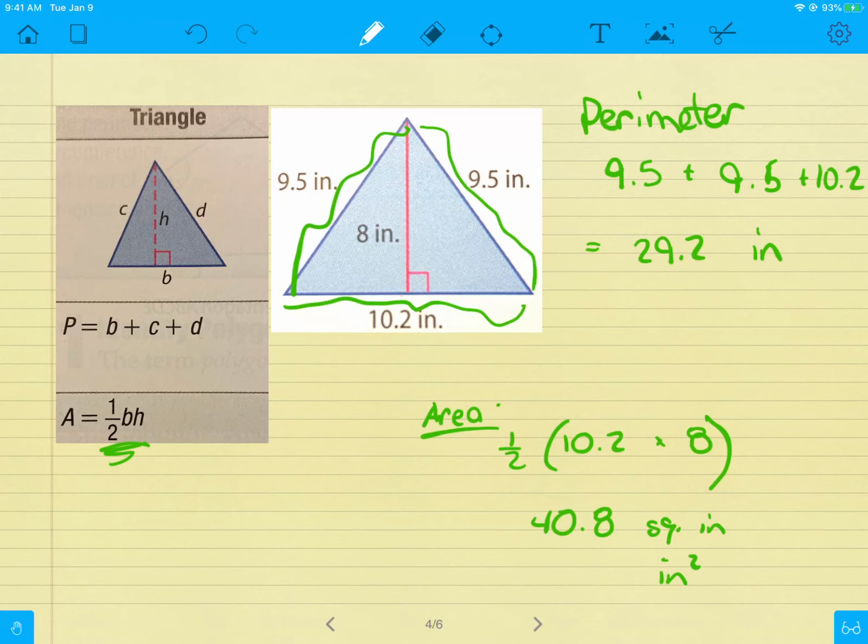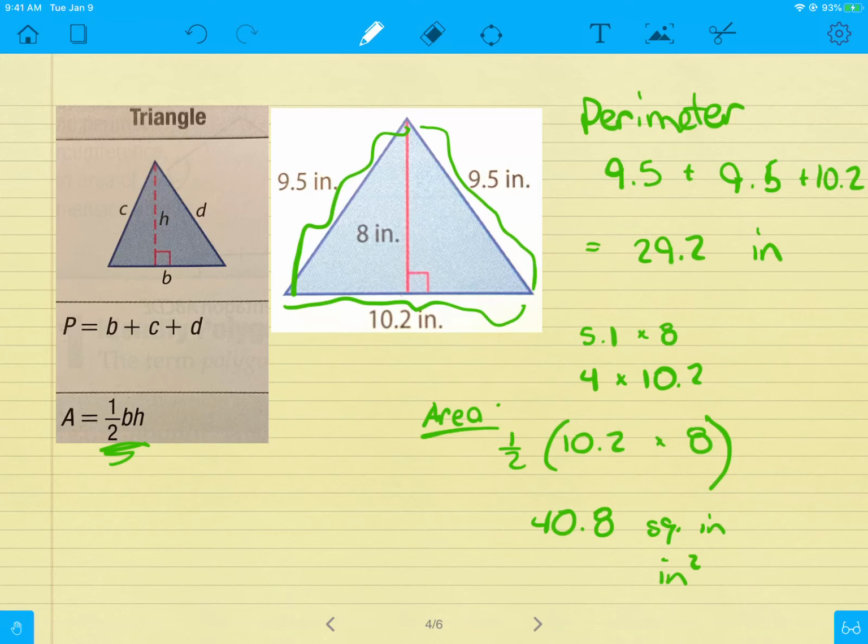Now, I know some of you are thinking, well, I could have just cut one of those in half. You can cut 8 in half and just take 4 times 10.2. You're absolutely right. You can just cut one of the numbers in half. Maybe you're cutting the 10.2 in half to make it 5.1 times 8. That would work.